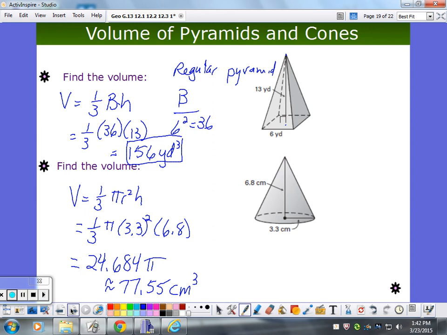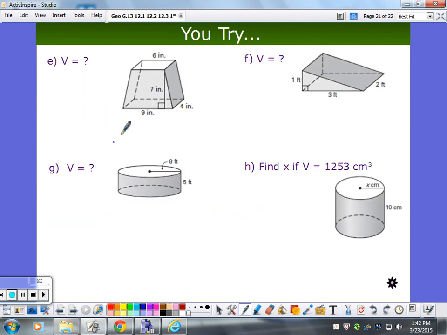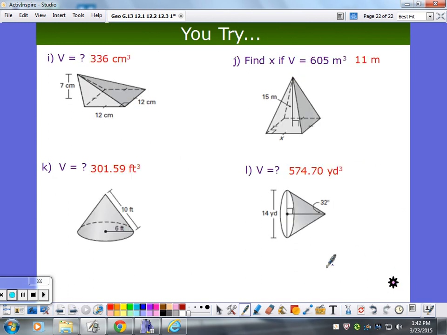So we did those first four of the Try-Its. Now do some of these volume ones. I'll put the answers up for you. You can check how you did on these. And there's a few on the other page as well. I'm just going to scroll through. I'll scroll back. But the answers are up, and then we can check.